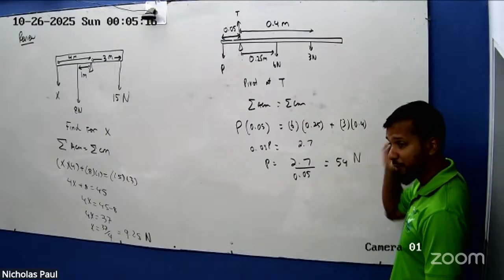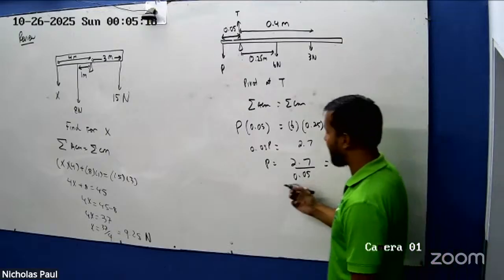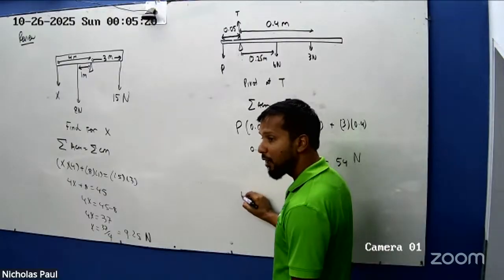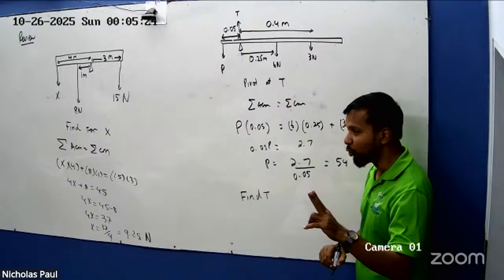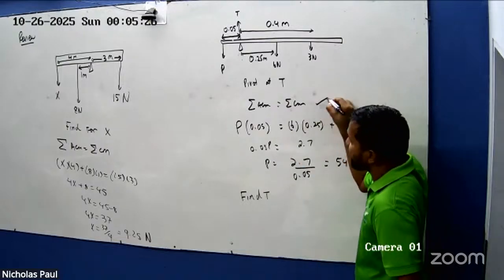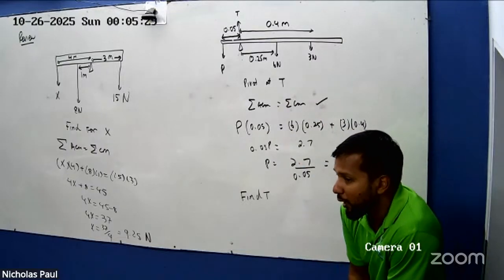Lucas, you okay with that? Lucas, how will you help me in the next part? How are we going to find T? Remember your 2 rules, right? We already used the first rule. What will you do now to find T?